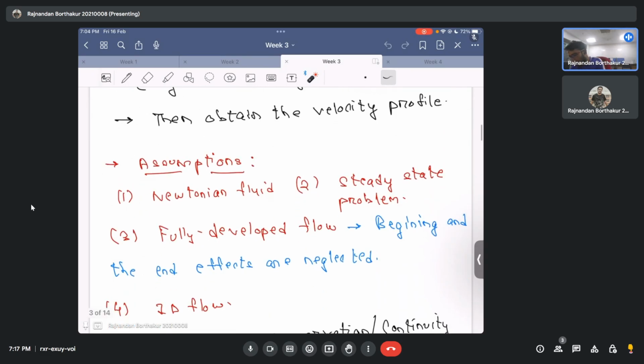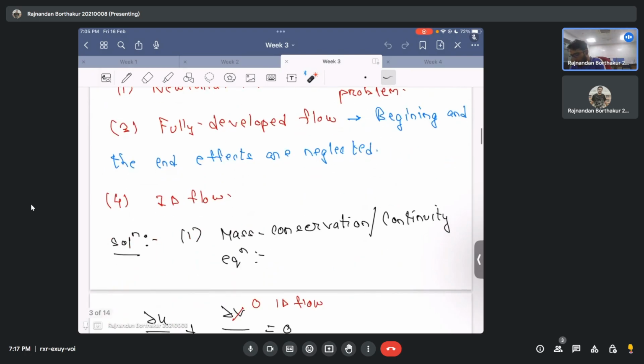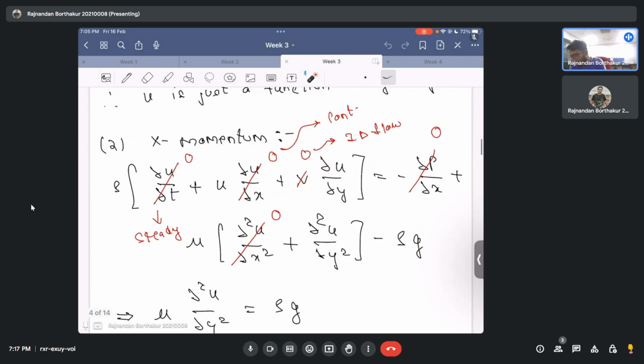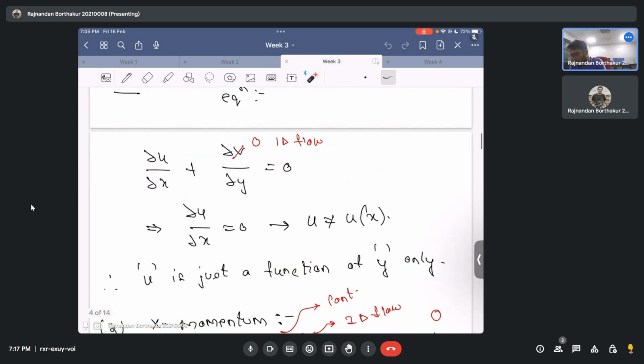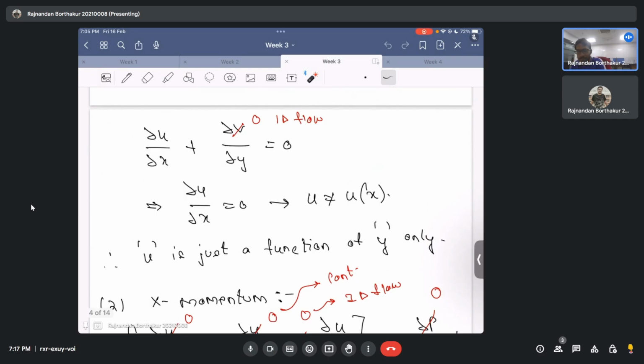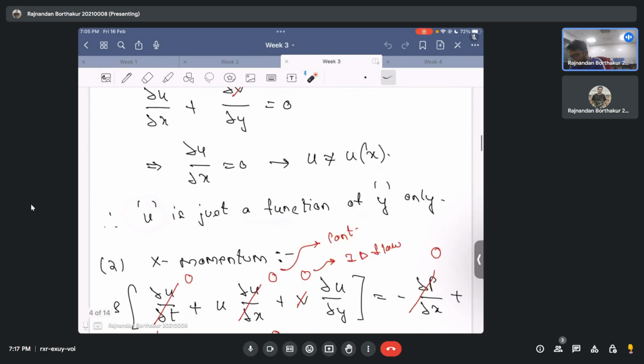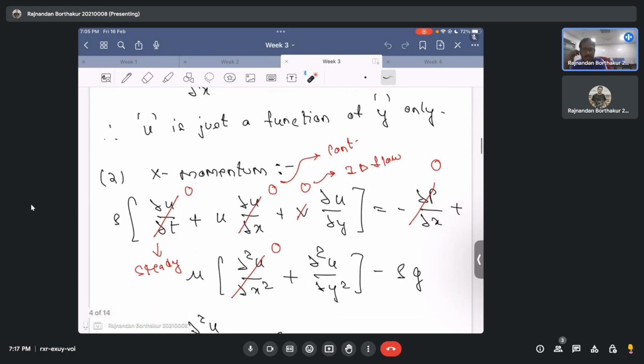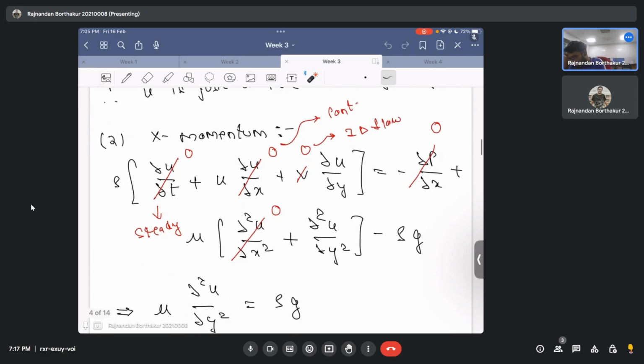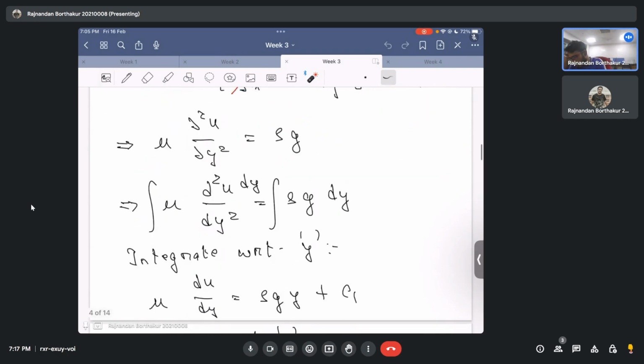And then we looked at the steady flow problem, and of course the fluid was Newtonian and the flow was one dimensional. So we solved the continuity and the Navier-Stokes equation. As we have seen repeatedly, the continuity equation suggested that for a 1D flow, the x direction velocity is just a function of y only, and this simplified the x momentum equation as well.